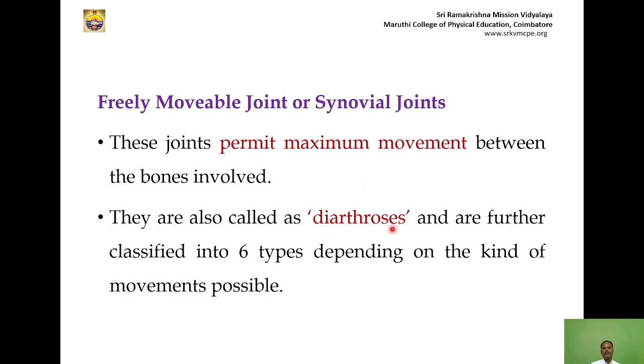Amphi means one, di means more than two. So diarthrosis joints are further classified into 6 types depending on the kind of movements possible. Under the freely movable joint or synovial joint or diarthrosis, there are 6 types of joints. We will see them in the next slides.